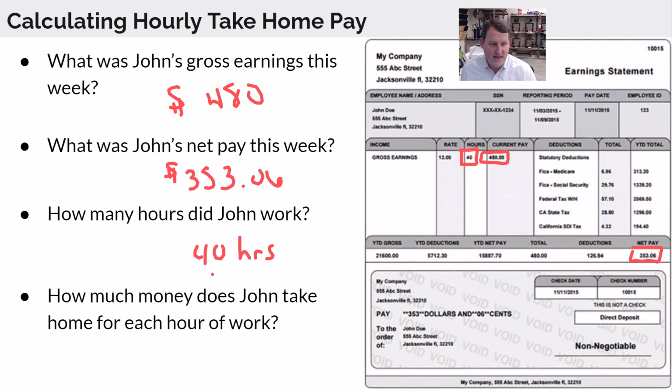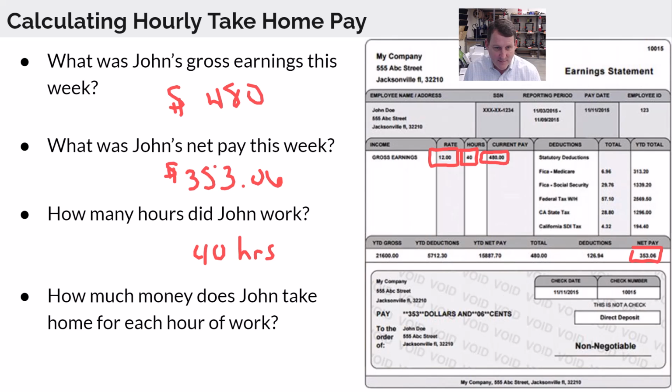Now this next one's asking us how much money does John take home for each hour of work? You might say, well, look, it's right here, 12 hours. Well, that's how much John gets paid, but some of his money is lost to things he can't control, like taxes and stuff. So we're really curious, how much money do you make an hour of take-home pay, not of gross pay? So to do this, we've got to figure out what numbers we need.